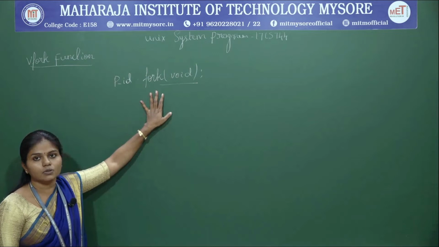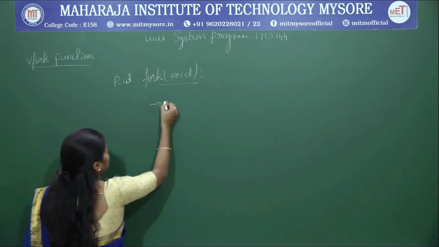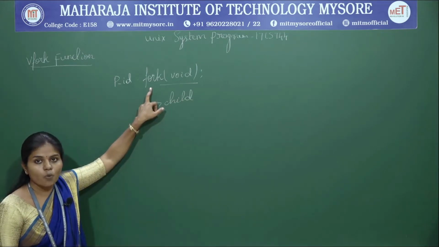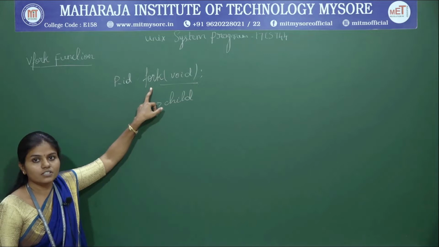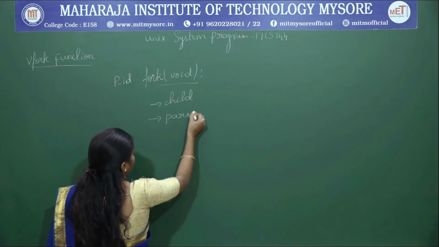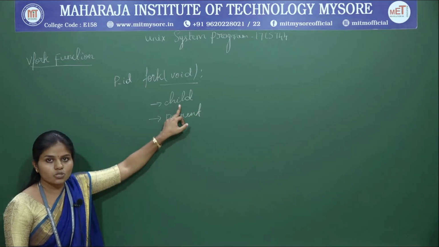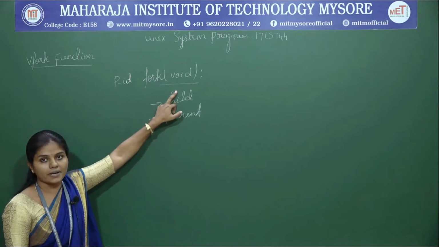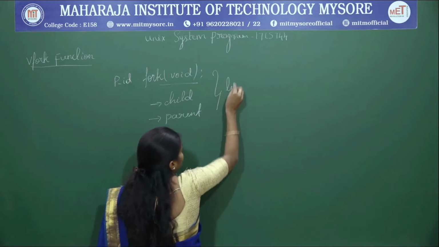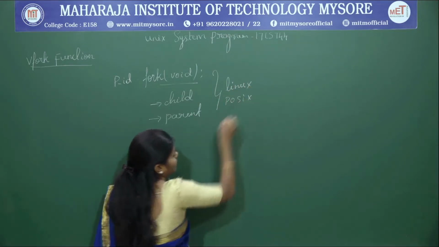The fork command is used for creating a process. The new process we call the child, right? The process which invoked the fork command we call the parent. The parent creates the child process by using the fork command. This fork command is supported by the Linux operating system and the POSIX operating system.